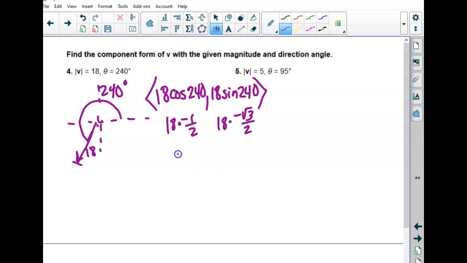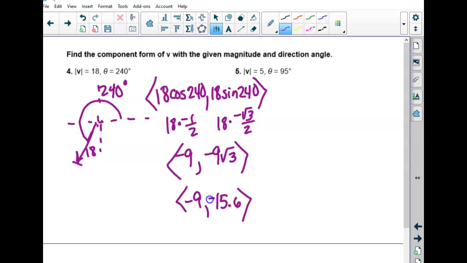Okay, so if you wanted an exact value, you'd get -9, and this 18 and 2 would reduce, you'd have -9 square roots of 3. But I'm really okay with decimals, which should give you -9 and some decimal. Did anybody type it? 18 sine of 240. Negative 15.6, but the 9 came up exact, right? Okay, so I'm fine with this answer.